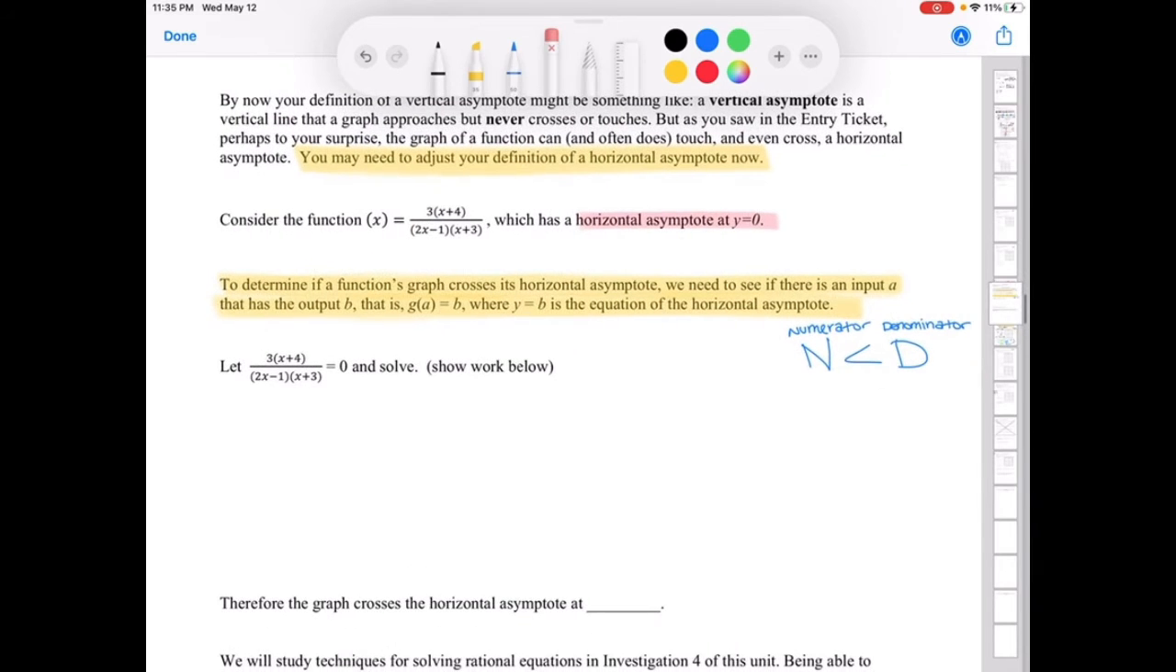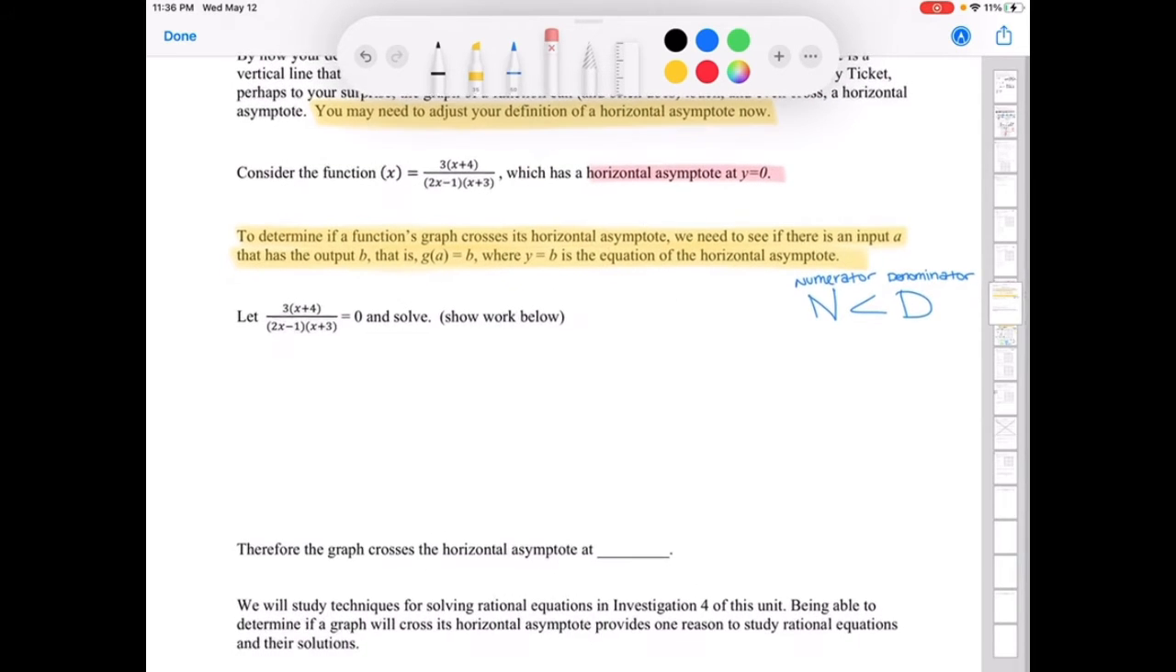What it's saying, though, is that to determine if a function's graph crosses its horizontal asymptote, there is a way for us to compute that. We just need an input A that has an output B, where your g of A, which is your function in terms of A, is equal to B, which in turn tells you your y value, your y is equal to B as the horizontal asymptote. So here we're just going to test that out a little bit.